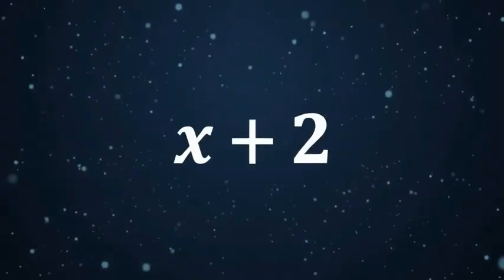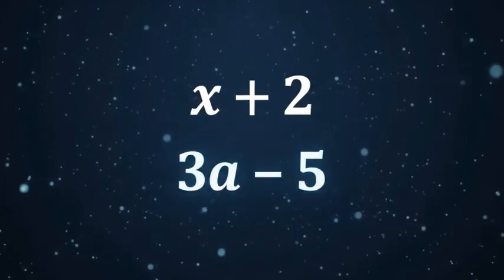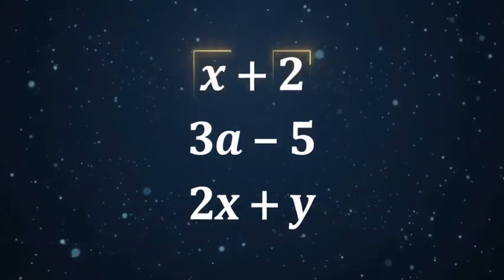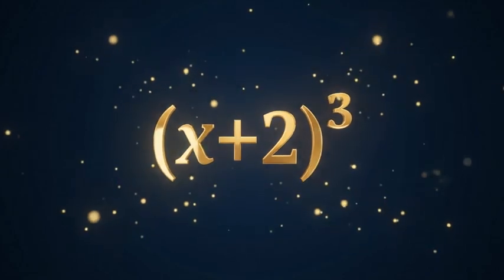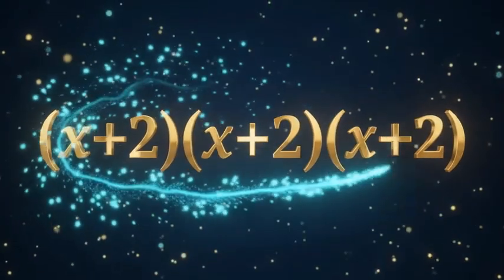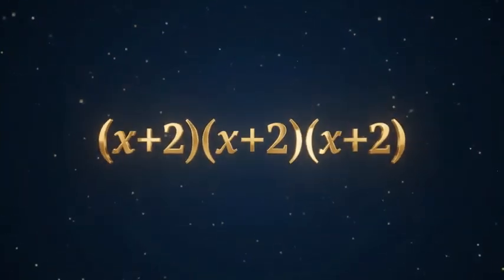A binomial is an algebraic expression containing exactly two terms. Examples include x plus 2, 3a minus 5, and 2x plus y. Binomial expansion simply means multiplying the same binomial several times. Fortunately, mathematics provides faster methods than repeated multiplication.